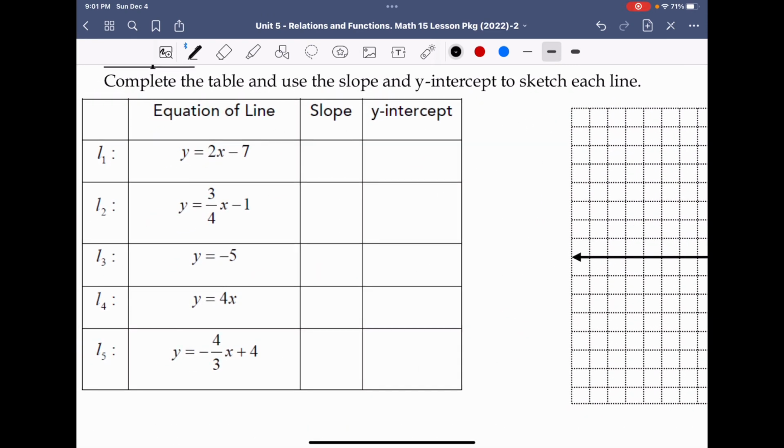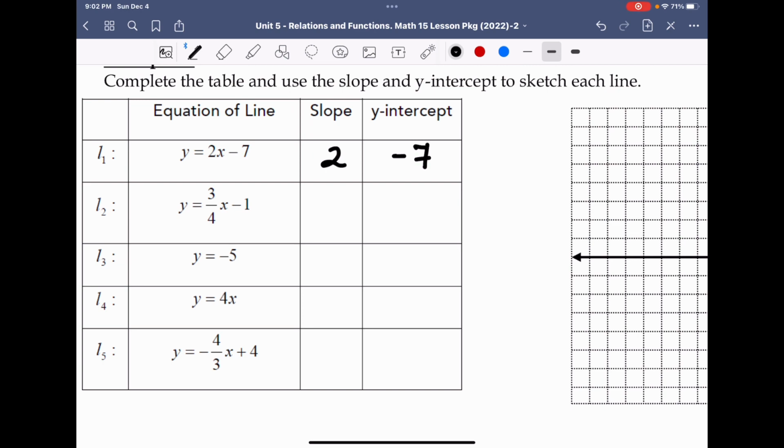So in the bottom table here, we're going to go line 1 by 1. So we're going to start off with line 1. The equation of the line is equal to 2x minus 7. The slope is the m value, so it's the coefficient of x. So we're going to put 2 for our slope, and our y-intercept is always the constant term, or -7.